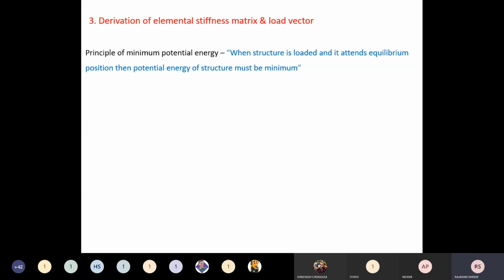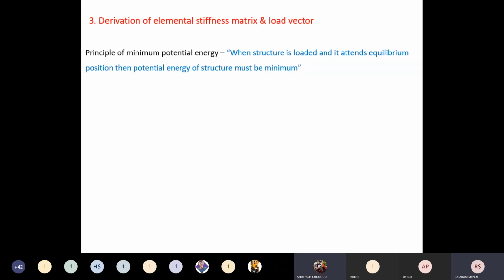Now, what is the principle of minimum potential energy? See here, I have written the statement. When a structure is loaded and it attains the equilibrium position, the potential energy of the structure is minimum, or must be minimum. Now see here, when I write the definition of the potential energy for the structural members, then you will get a clear idea.